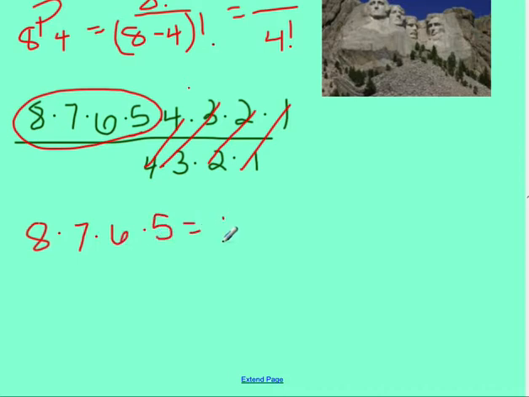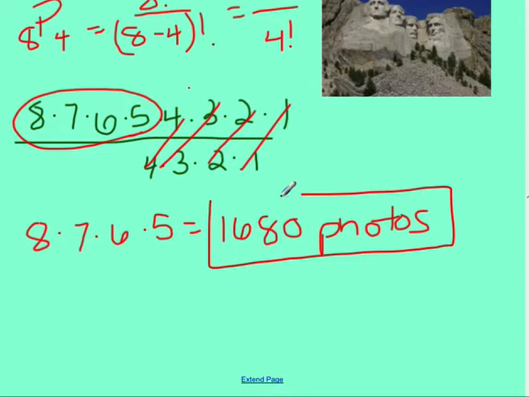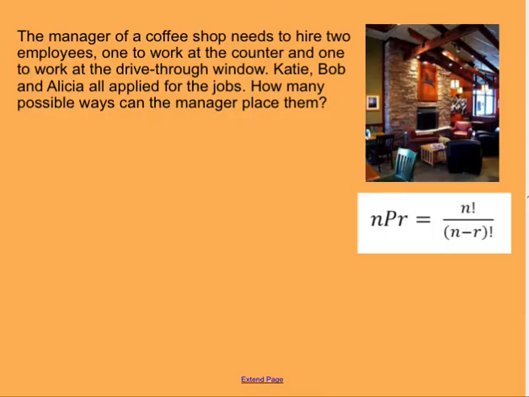When you multiply all of those out, you get 1,680 different photos that you can take based on the way that your friends are lined up. When we talk about lined up in a photo, that implies that order matters because things are in a line. All right, let's take a look at number 2.